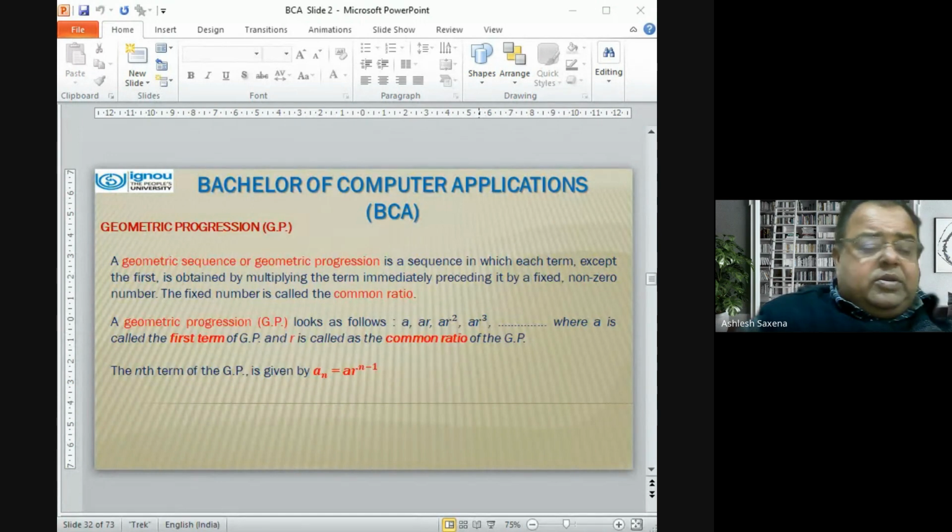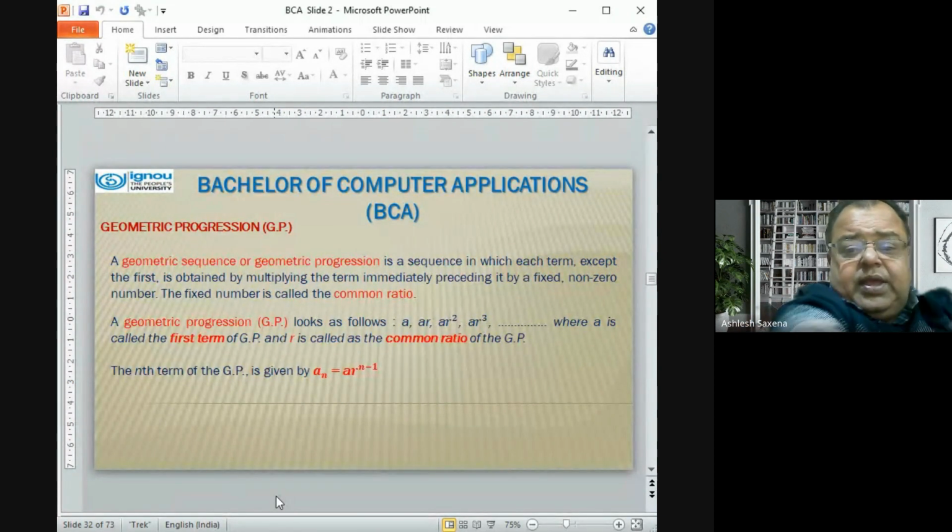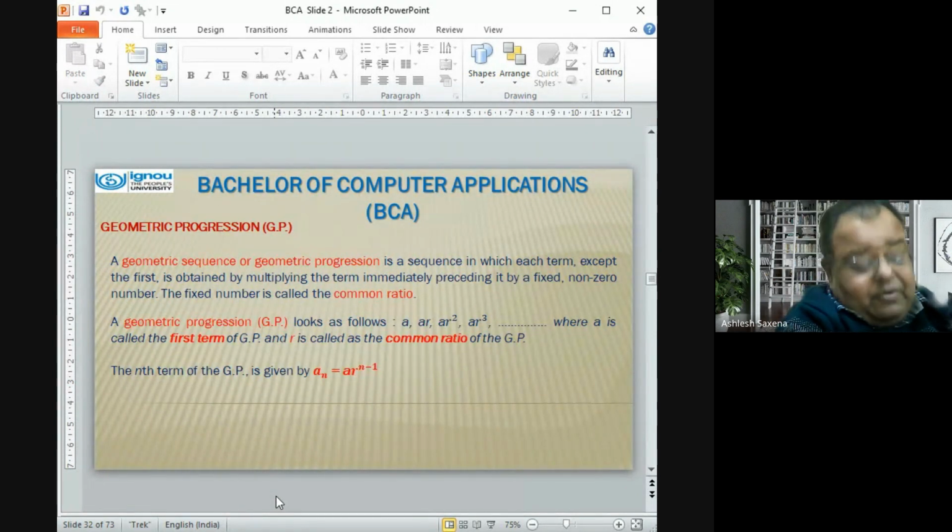Now again, two formulas have to be remembered. One is related to terms, and the second one will be related to sum. And there will be another formula, that will be sum to infinity. So the first formula is how to find the nth term. We can write it as an is equal to a into r raised to the power n minus 1.